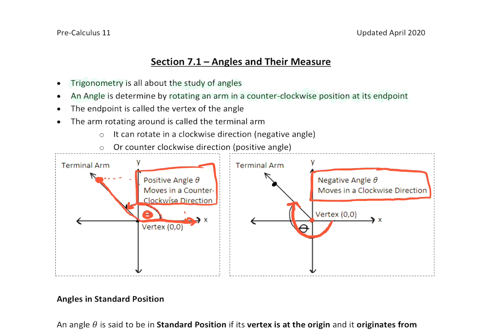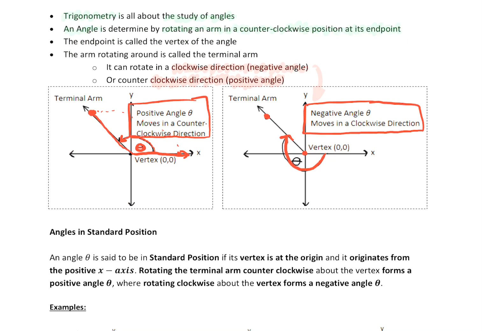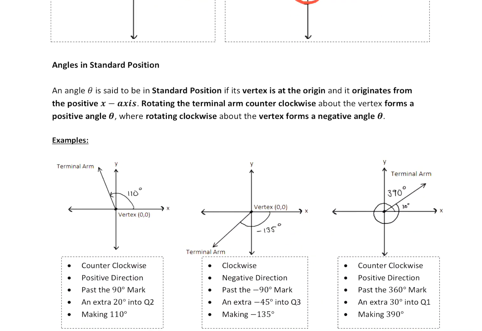Now, the vertex is still 0, 0, and the point on this line has coordinates, what we'll look at a little bit later. But right now, the important thing to look at is the positive and negative angles. If you go in a clockwise direction, it's a negative angle, as you see here. And if you go in a counterclockwise direction, which is the usual, we create a positive angle. And we always talk about the angle with respect to the x-axis.